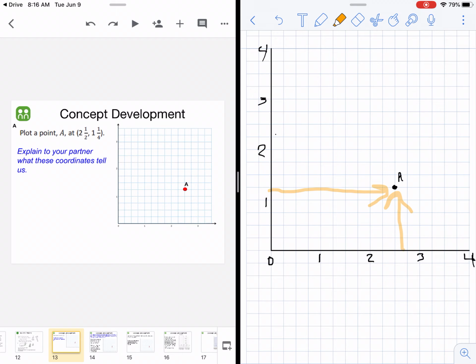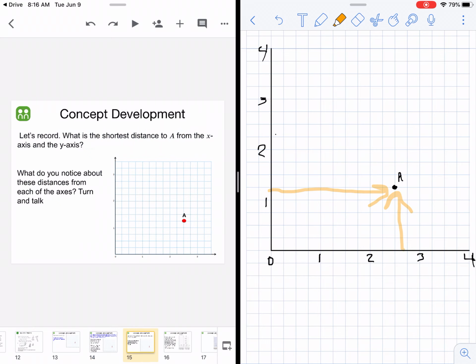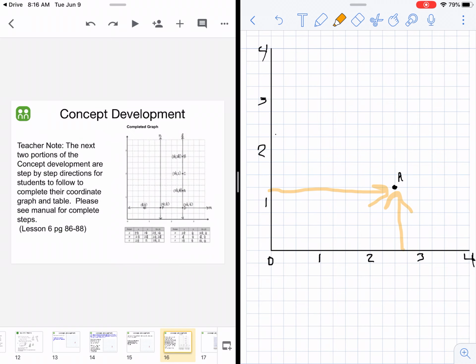All right, so now we're going to move on. This is exactly what we were just talking about. In your notes, you can write down these words. Now we're going to move on.